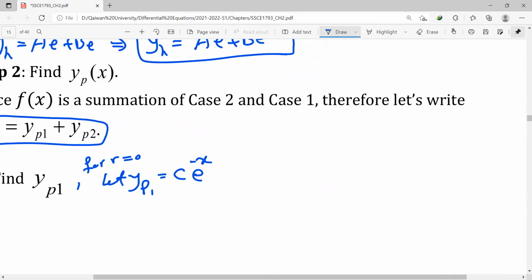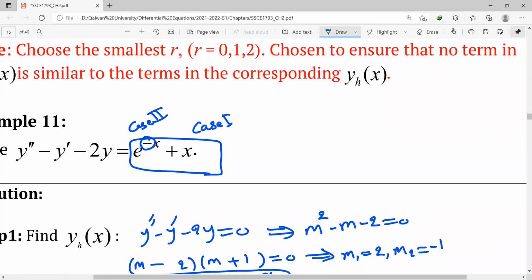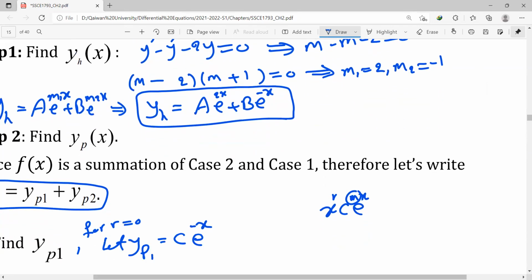We say the general form for exponential functions is x to the power r, c e to the power mx. M is this value, M is -1. So just write down the same. It must be the same exponent as given in the example, mx. Here, for r to be 0, we have only c e to the power minus x.